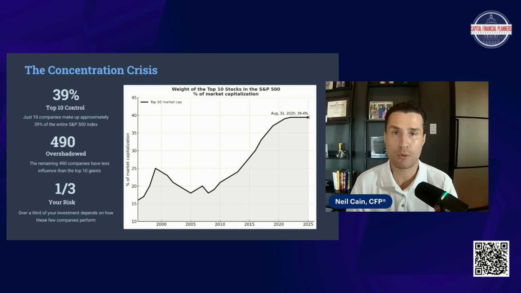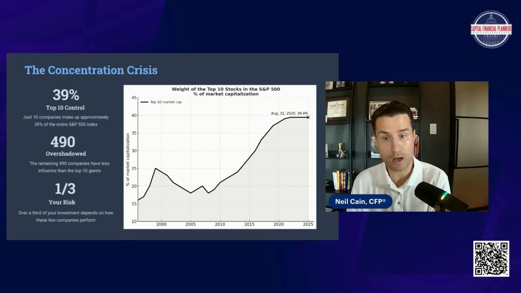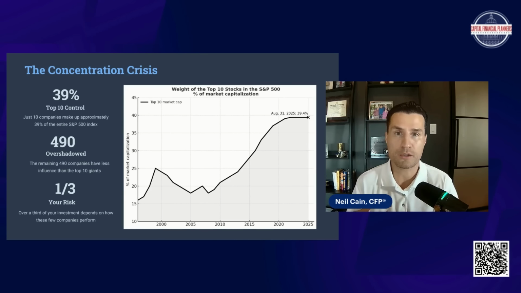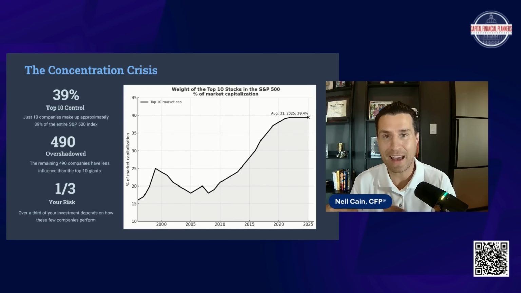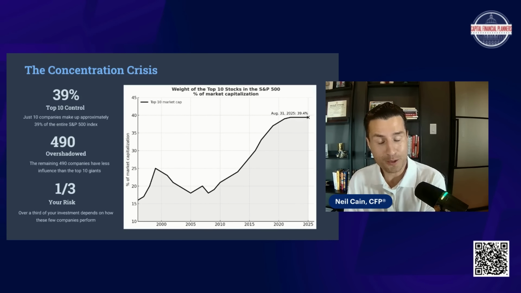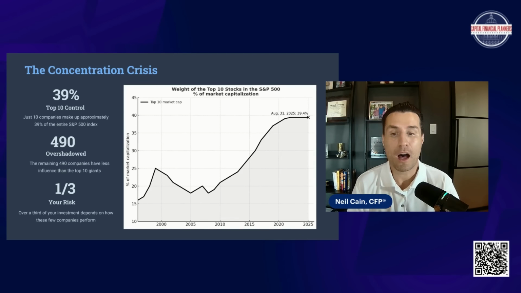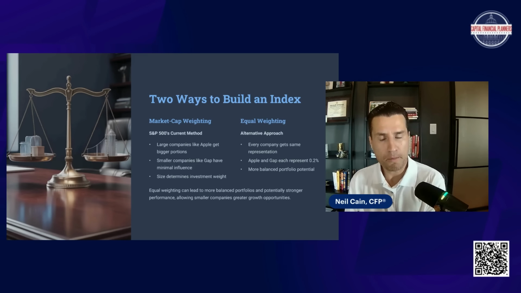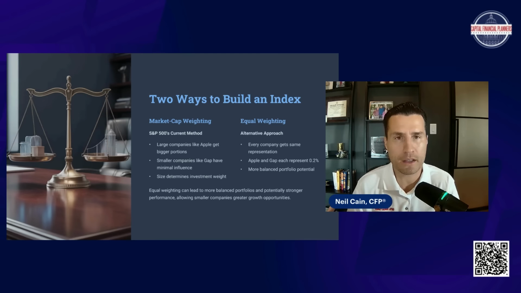Even if we look back to the dot-com era, where we saw arguably one of our largest concentrations at 25%, that is really overshadowed by what's going on today. That's also overshadowing the other 490 companies that are meant to diversify that index, which brings you to about 1/3 of your risk in your TSP C Fund in just a small number of names. The thought process behind this is, well, what is an alternative?